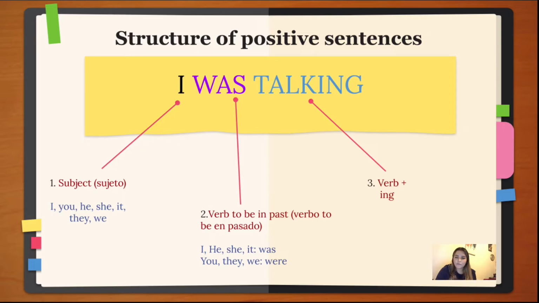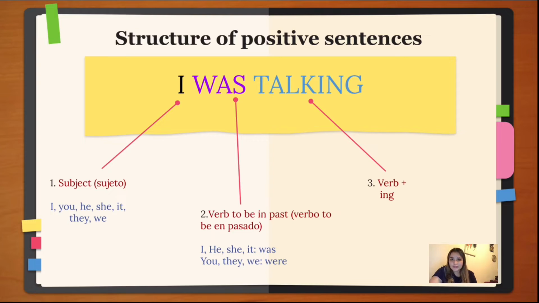The second part of the structure of the positive sentences is conformed by verb to be in past. Remember that for each pronoun there is a specific verb to be in past. For example, he, she, it, I corresponds to verb was. You, they, we corresponds to verb were. In this sentence, I was is the verb to be of the sentence.